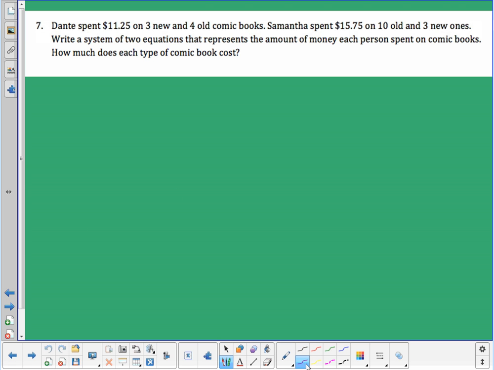So we are going to think about the things that we want to find. The question at the end says, how much does each type of comic book cost? So those are the things that I'm finding. I'm going to say that X is the price of new comic books, and that Y is the price of old comic books. Okay, so now there are two people who bought comic books. We have Dante and we have Samantha.